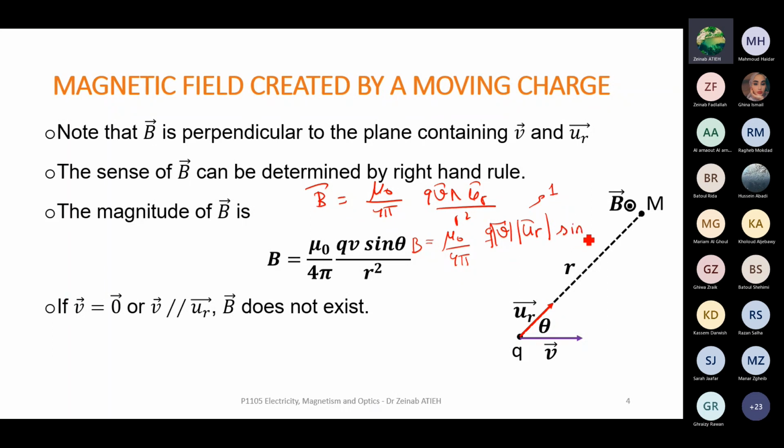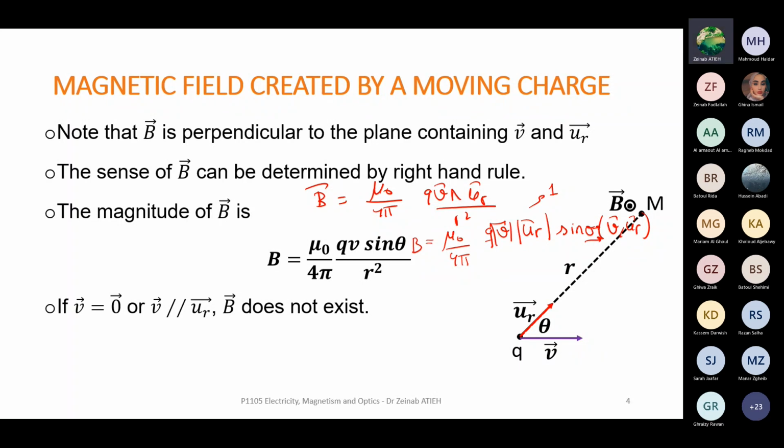The magnitude of UR is 1 because it's a unit vector, times sine theta, where theta is the angle between V and UR. So you can see here, theta is the angle between V and UR. So this is the magnitude of B at point M.